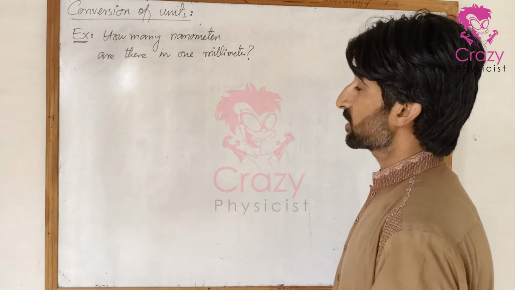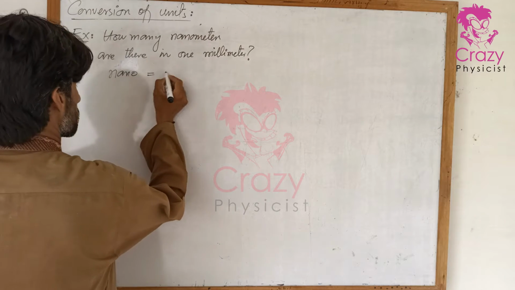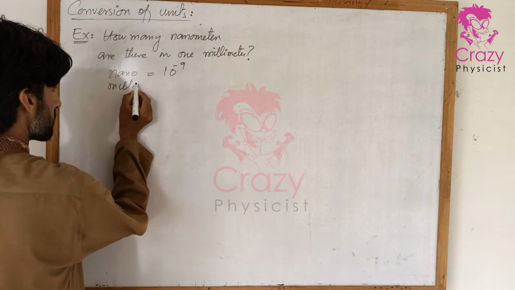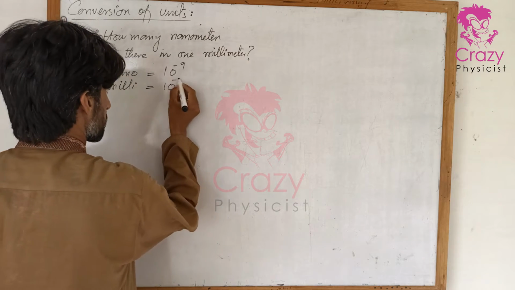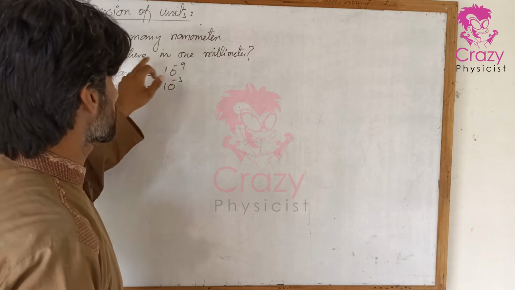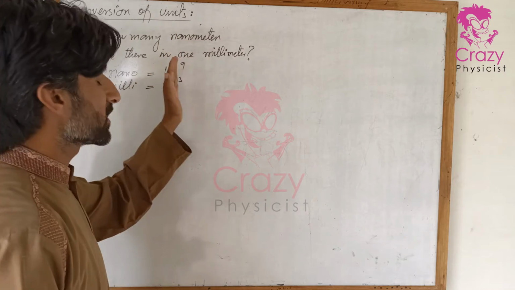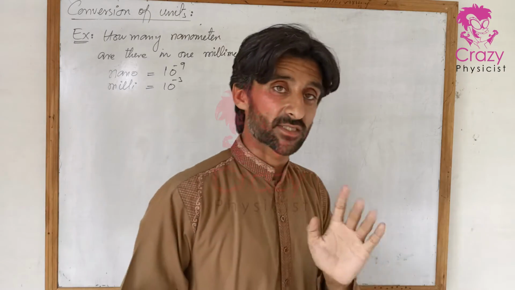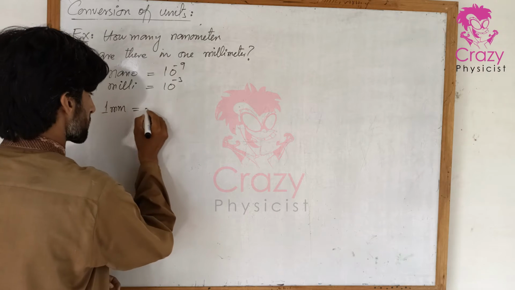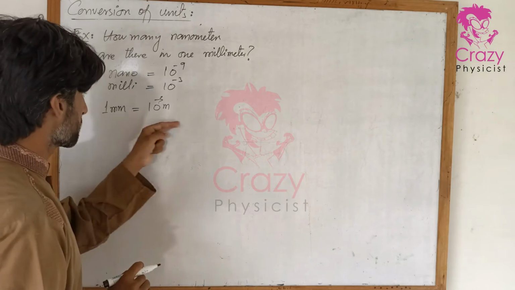So I will let you know that nano is 10 raised to the power minus 9, while milli is 10 raised to the power minus 3. So the question is how many nanometers are there in 1 millimeter? It means we have to express millimeter in terms of nanometer. First of all, 1 millimeter is 10 raised to the power minus 3 meter. This is the main thing.